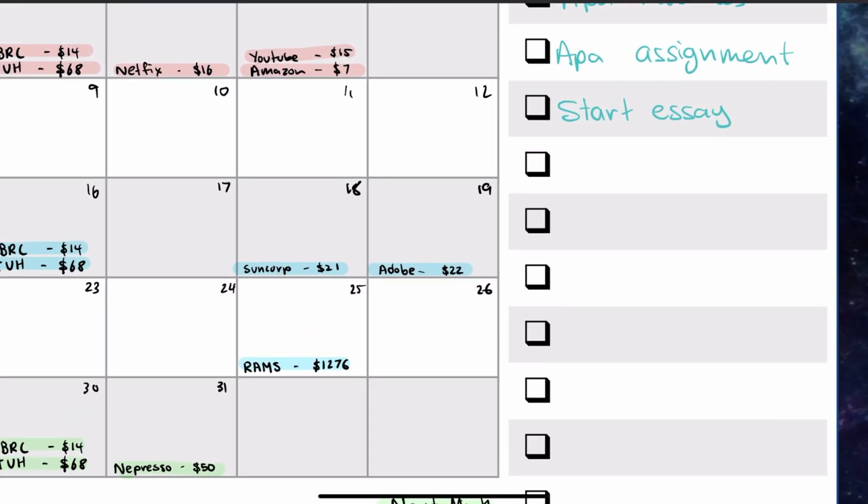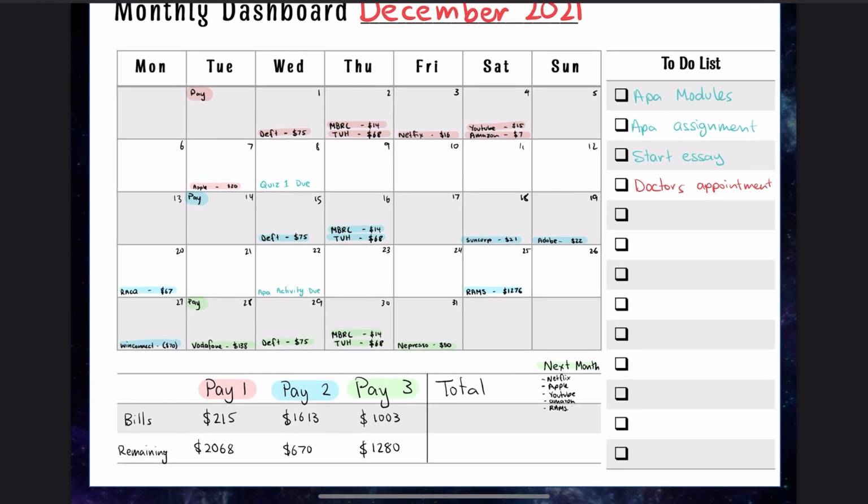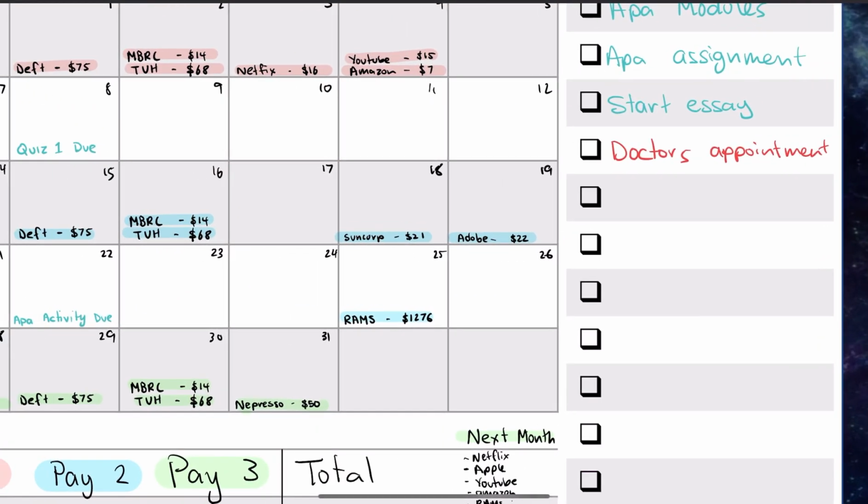I need to book a doctor's appointment. Let's put anything else in red. So I need to go see the doctor, which shouldn't be the problem. Everything will be bulk billed, so I don't need to actually put that anywhere on the calendar or put that in my budget or anything, because I don't get charged for that at all. So that's exciting. Is there anything else?